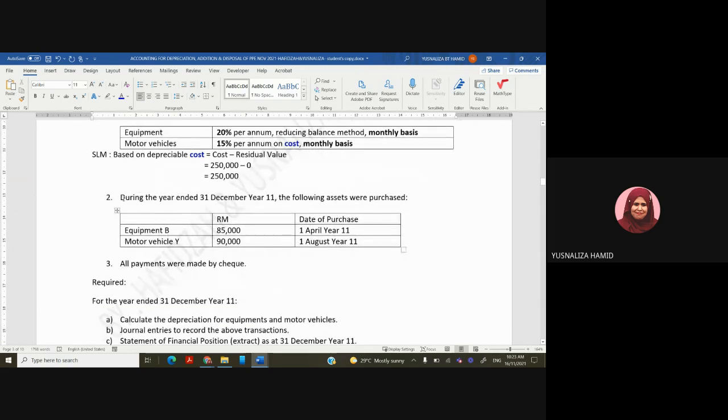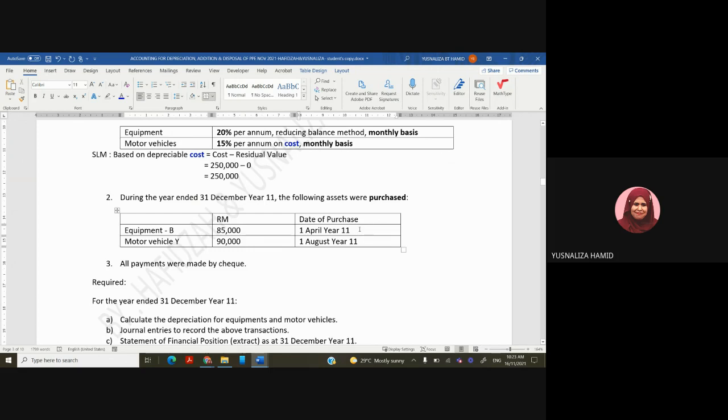You have the second part, which is regarding some purchase that took place. So you have some acquisition or addition of several items here, where you purchase another equipment, which is equipment B. And that equipment B, the initial cost was 85,000. So when you purchase, you need to record that. That was on 1st of April year 11. The purchase was on 1st of April year 11.